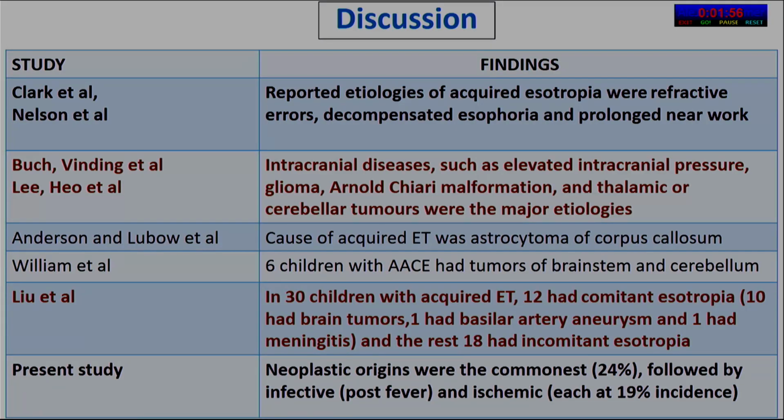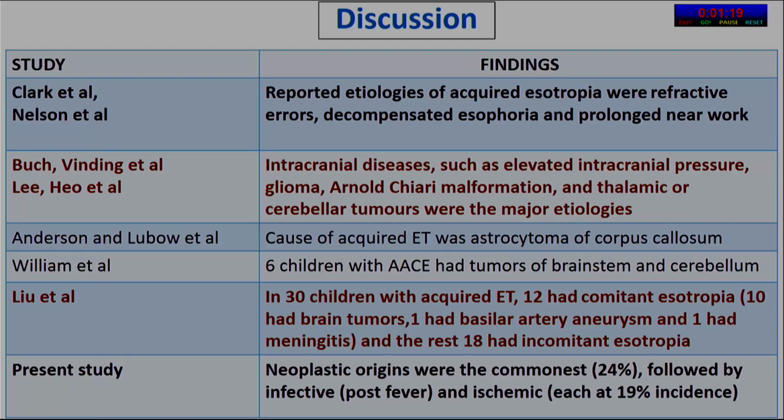Coming to discussion, the study conducted by Clark and Nelson reported acquired esotropia secondary to refractive errors, decompensated esophoria, and prolonged near work. The study by Buick-Winding Lee revealed intracranial disease such as elevated intracranial pressure, tumors like glioma, Arnold-Chiari malformation, and cerebellar and thalamic tumors could be major etiologies. In the study by Liu et al., in 30 children with acquired esotropia, 12 had comitant esotropia, while the rest 18 had incomitant esotropia. In our present study, neoplastic origins were revealed to be most common, followed by infective and ischemic patients.